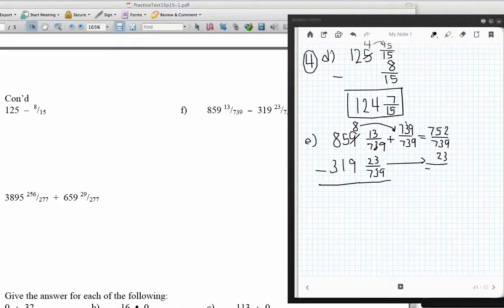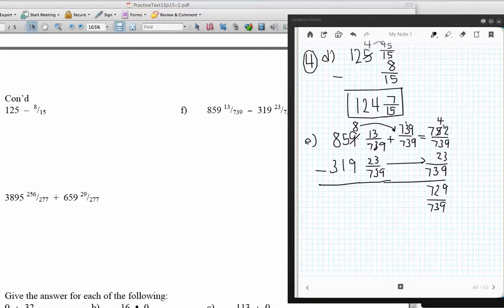Now this, nothing has to happen, so I'll just carry this over here so it makes more sense as I subtract. So now I can do numerators subtracted. So 2 minus 3, I can't do it, I have to borrow, so that's going to become 4. And then 12 minus 3, that's going to give me 9. And 4 minus 2 is 2. And then 7 minus nothing is 7. So I have 729 over 739.